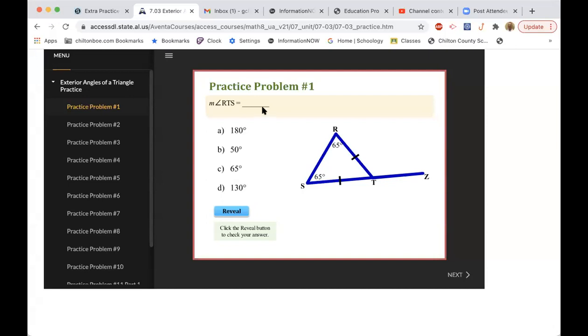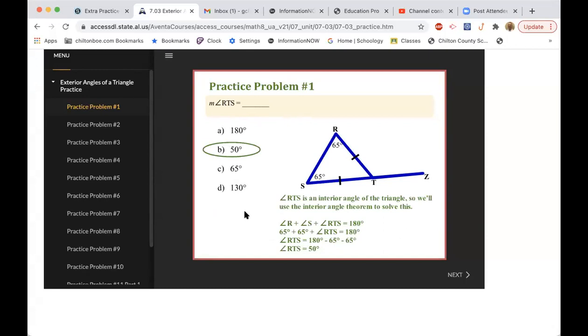Okay, let's go through some practices. This one says the measure of angle RTS, which is right here. The middle letter is the angle you're looking for, T, RTS. So I'm looking for this interior angle. If I want to find that interior angle, I subtract these two from 180. So 65 and 65 is 130. 180 minus 130 is 50 degrees.